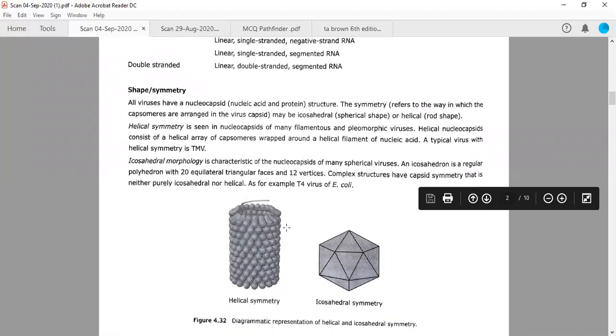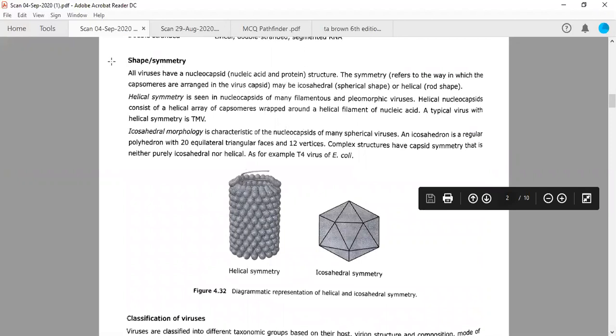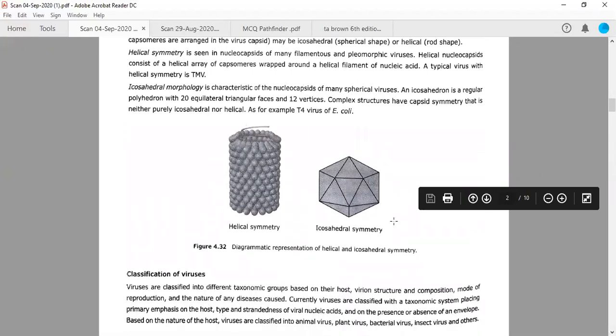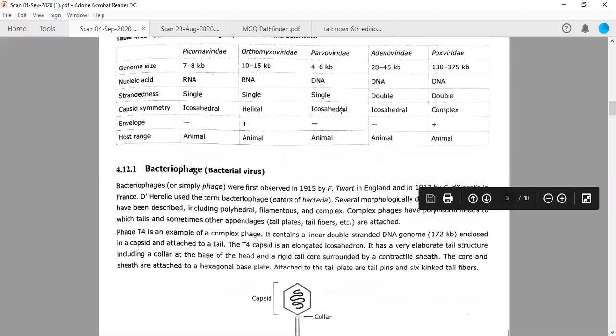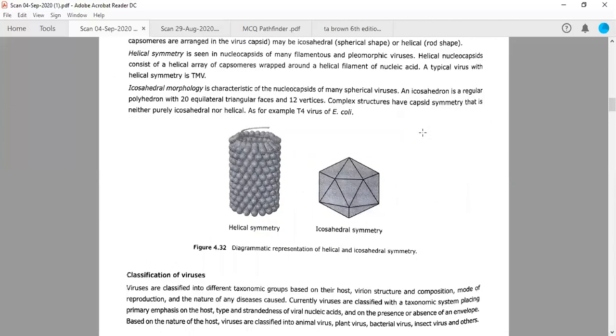Now, besides genome, that is DNA and RNA, viruses can be classified depending upon their shape. If the capsid proteins are arranged in this fashion, it is called helical symmetry. If they have this kind of arrangement, it is called icosahedral symmetry. So animal viruses can be classified into two groups, helical and icosahedral symmetry, except this last one, Poxviridae, which have complex symmetry actually.